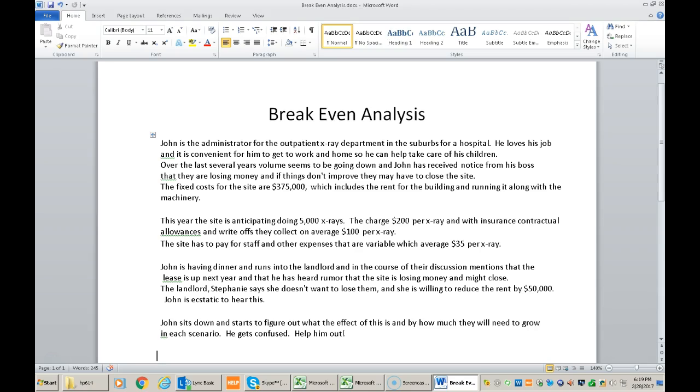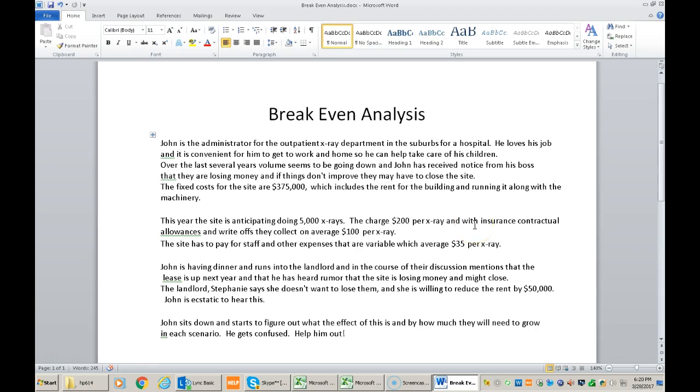John is having dinner and runs into the landlord, and in the course of their discussions, he mentions that the lease is up next year and that he heard a rumor that the site is losing money and might close. And the landlord thinks about the situation and agrees that she would reduce the rent by $50,000, and he's ecstatic to hear about this. So he sits down and figures out how he is going to show this to his boss and show him that the site should stay open. He gets confused and asks us to help him out.